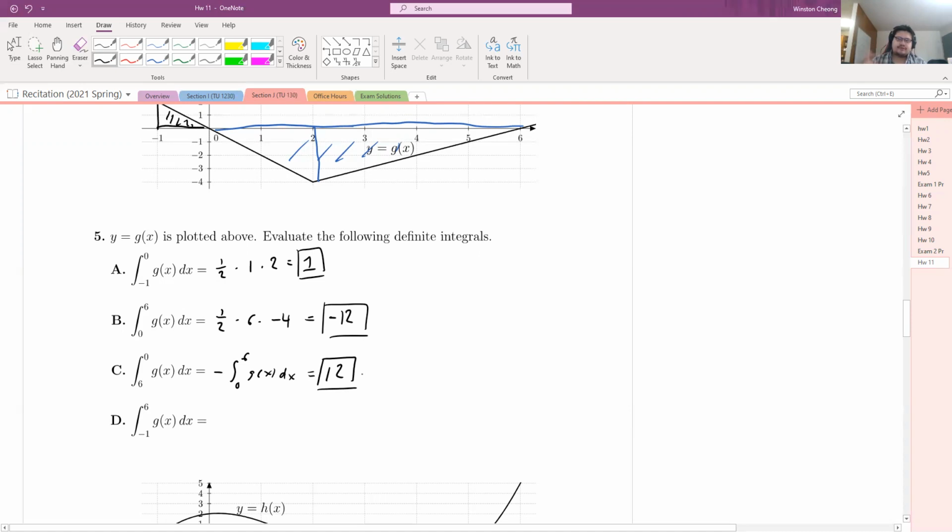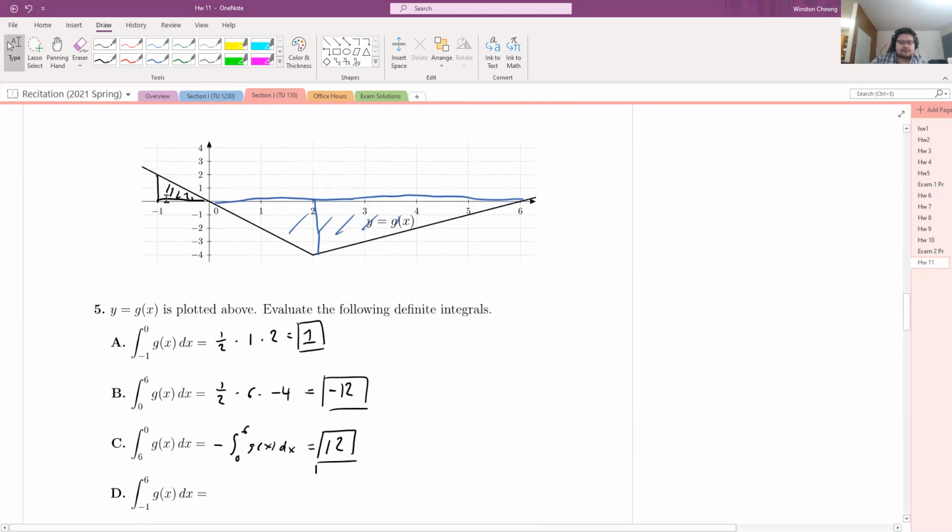Okay, so if you flip the order of integration, you introduce a negative to the overall result. And lastly, for D, we have the integral from -1 to 6. So notice that like what we've done in the previous parts is we integrated from -1 to 0. We also integrated from 0 to 6.